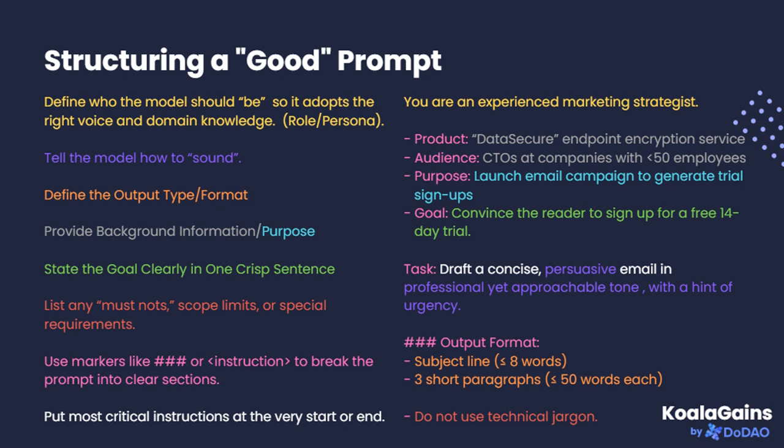Then state the main goal in just one simple sentence. Keep it crisp, that helps the model stay focused. In the gray, we tell that our goal is to convince the reader to sign up for the free 14-day trial. Also, if there is anything that AI must not do, like don't use jargon or don't mention pricing, be clear about it. Use markers like hashtags or clear headings to split the prompt into neat sections. That makes it easier for the model to follow.